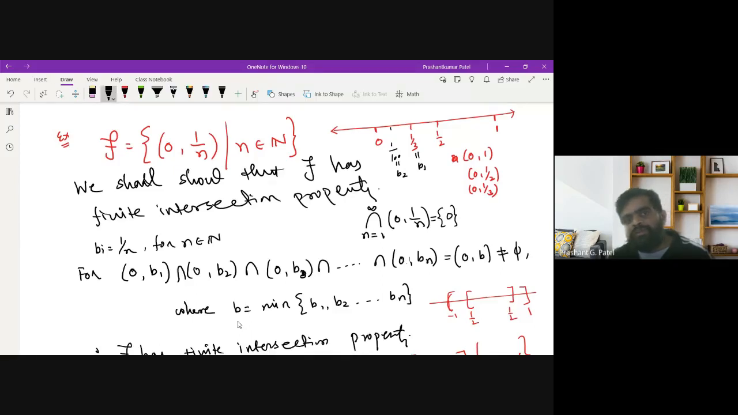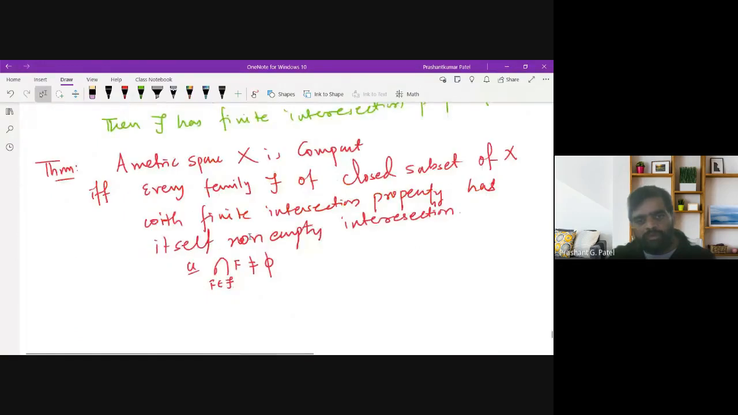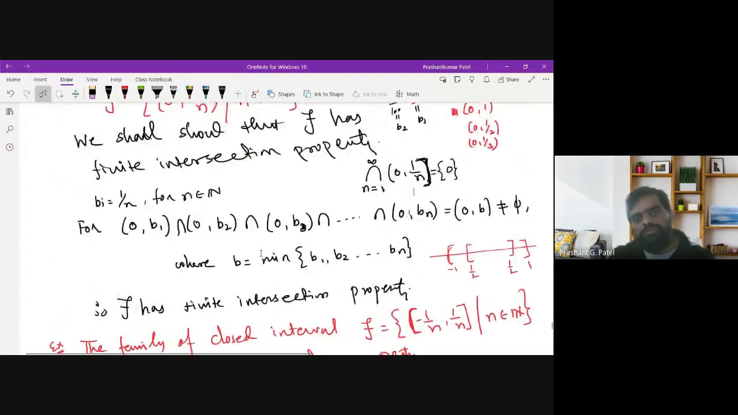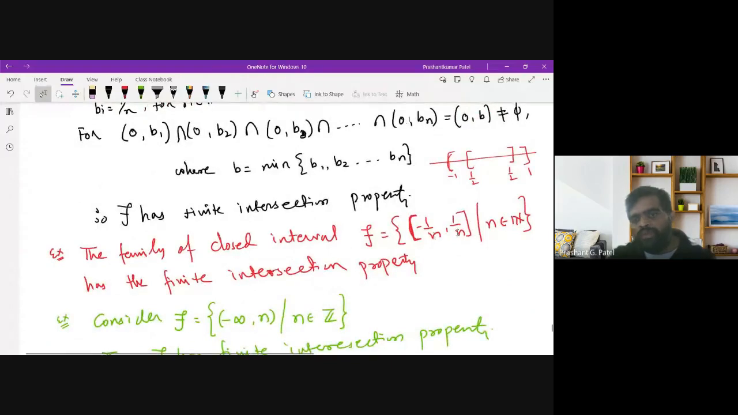Why do we have this? Because here they are open sets, they are not closed sets. If I have a closed interval here, then we can use the nested interval theorem. If I put closedness in this family, then we are able to apply this result which we have discussed or written here. Otherwise, we cannot apply it.